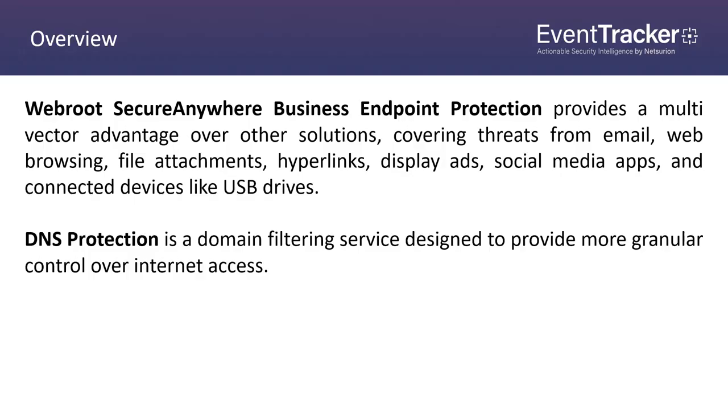WebRoot SecureAnywhere Business Endpoint Protection provides a multi-vector advantage over other solutions, covering threats from email, web browsing, file attachments, hyperlinks, display ads, social media apps, and connected devices like USB drives. It also identifies sophisticated never-before-seen threats that use blended strategies to deliver malicious payloads.